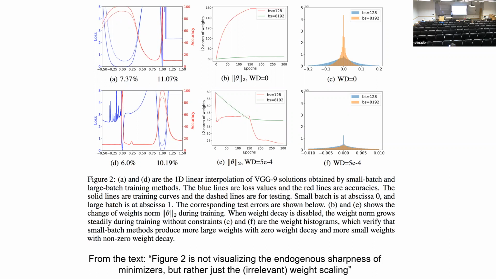And so we saw that in the top left, the lack of weight decay caused the small batch size to end up with much larger weights, which spread out, which basically made the minimum of the small batch size look flatter than it actually was. Whereas when we turned on weight regularization, the large batch size ended up with larger weights. And so the large batch looked like it had a flatter minimum.